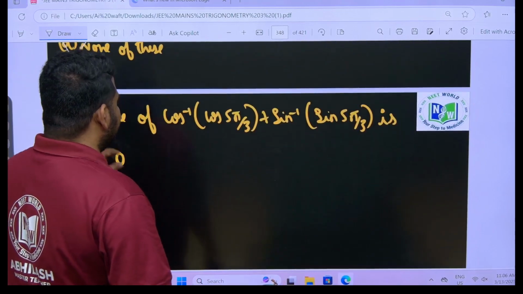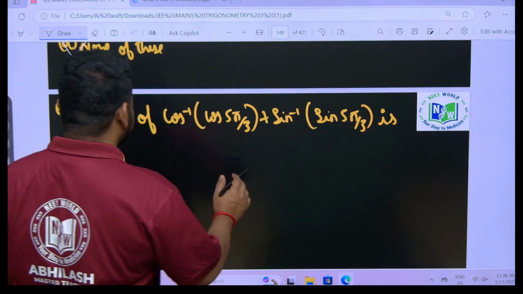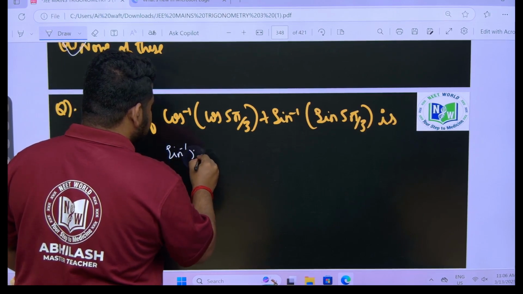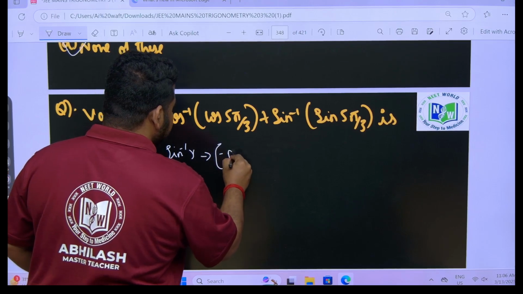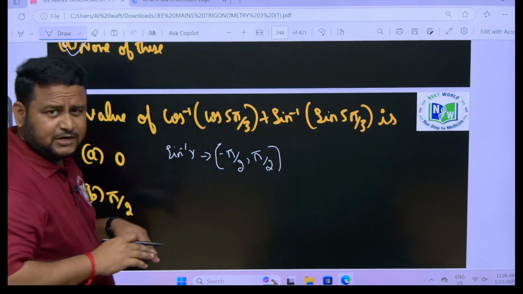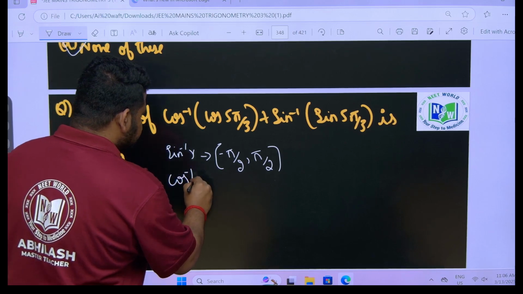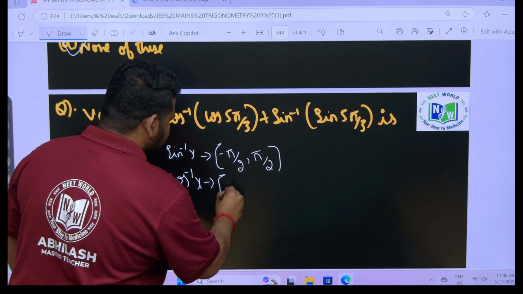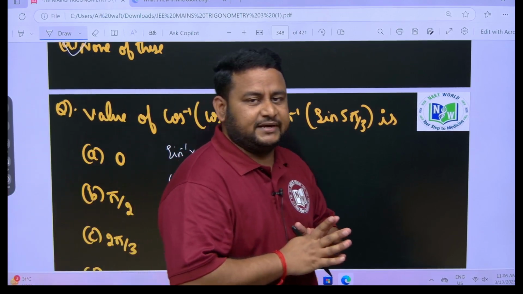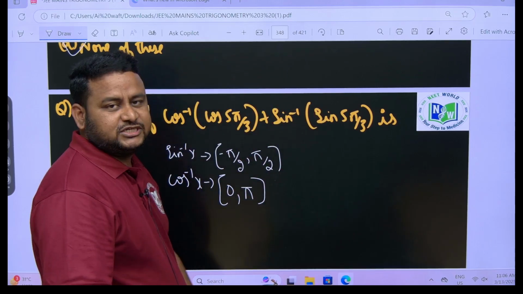They are asking the value of cos inverse of cos 5 pi by 3 plus sin inverse of sin 5 pi by 3. First of all, let me write down, for sin inverse of x, what is the range? The range is minus pi by 2, comma pi by 2. What about cos inverse of x? The range is 0, comma pi. We learned this.